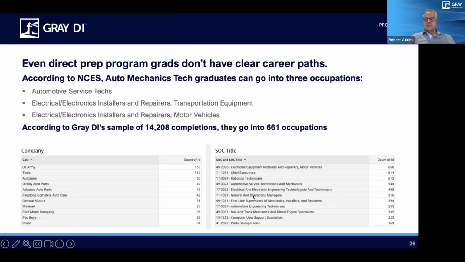General and operations managers, first line supervisors of mechanics, though. So this is them getting promoted. So that's very much in line. And computer user support specialists, for some reason, they can get in there.